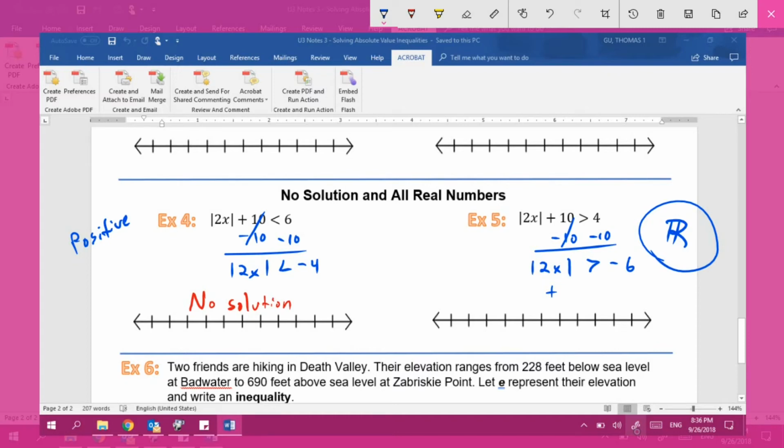So these are 2 special situations to look out for. When you have absolute value of something is less than a negative number, that's no solution. And when you have absolute value of something is greater than a negative number, that's going to be all real numbers.